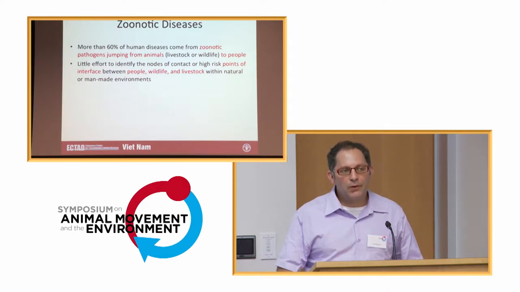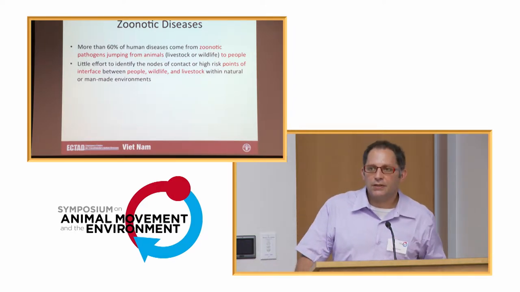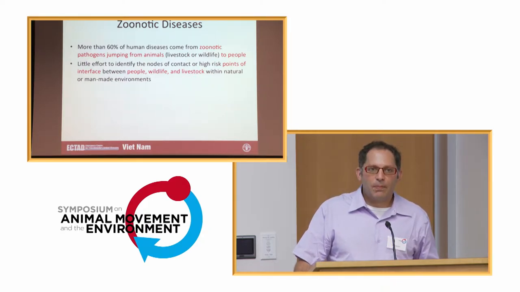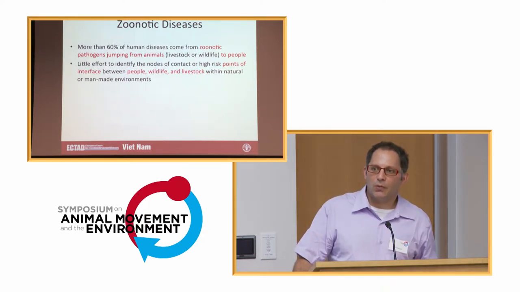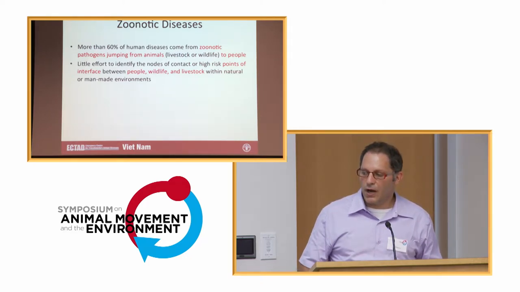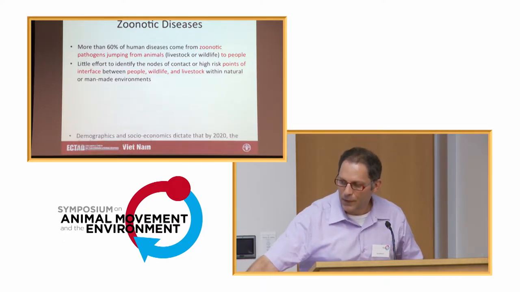As many of you probably already know, most human diseases, more than 60% of them, are actually zoonotic pathogens that come from animals, either wildlife or livestock, and then they jump into people. And while we know that this is happening, there's been little effort to really identify the nodes of contact or the points of interface between wildlife, livestock, and people. And we think that this is a very important area for us to move into.